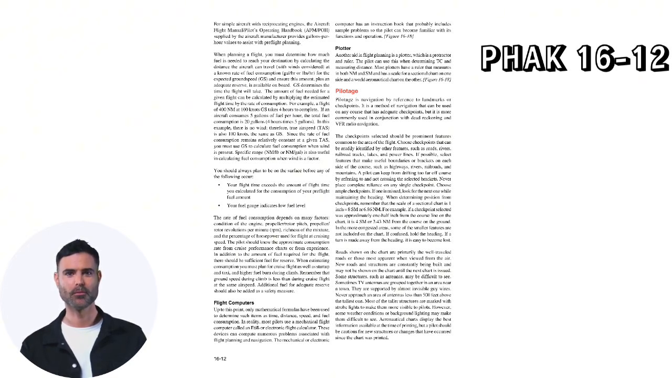If an aircraft consumes 5 gallons of fuel per hour, the total fuel consumption is 20 gallons, 4 hours times 5 gallons. In this example, there is no wind. Therefore, true airspeed (TAS) is also 100 knots, the same as GS. Since the rate of fuel consumption remains relatively constant at a given TAS, you must use GS to calculate fuel consumption when wind is present. Specific range, nm per pound or nm per gallon, is also useful in calculating fuel consumption when wind is a factor.